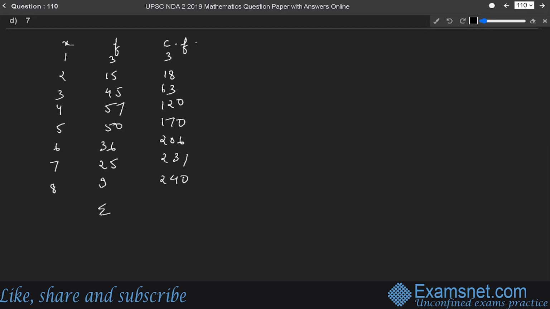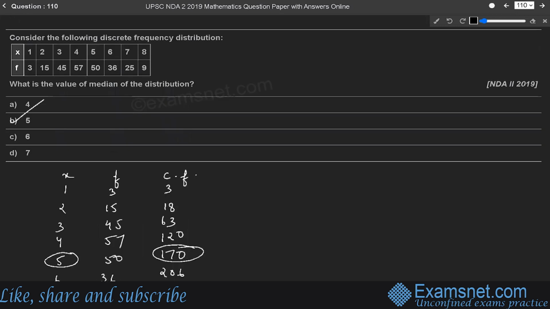So, summation of f will be equal to 240 here, which is equal to n. Therefore, n by 2 will be equal to 240 by 2, which is equal to 120. Now, the cumulative frequency just greater than n by 2 is 170. It is greater than 120. Therefore, the corresponding value of the variable x will be 5. You can see that here the value of x is 5. So, we can say that the median is 5. Hence, the correct option for this question is option number B here, which is 5.